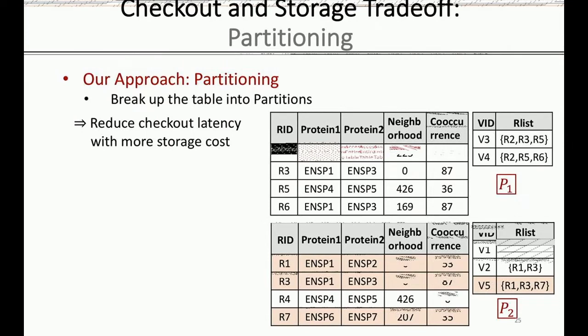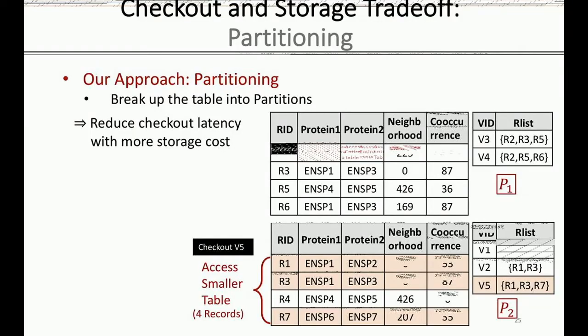So we continue the previous example. We can partition the big table into two subtables. Partition 1 will contain all the records that are in version 3 and version 4, while partition 2 will contain all the records that are in version 1, 2, and 5. Now when we want to check out version 5, we only need to access the smaller table with only 4 records. But as a trade-off, we are repeating record 3 twice in these two tables. So we can see there is a trade-off between the storage cost and the checkout time.